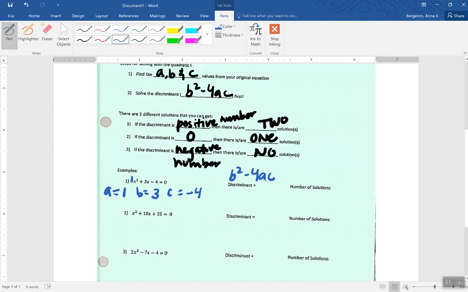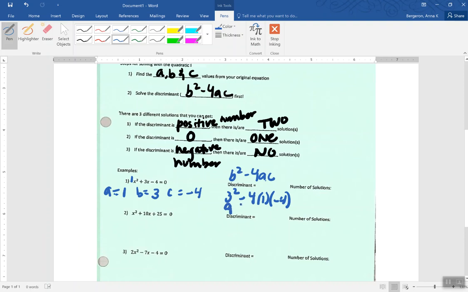That means b, in this case, is 3, so that's going to be 3 squared minus 4, and then a is 1, so 4 times 1 times c, which is -4. So I plugged in my a, b, and c values, and now all I have to do is simplify. So we do our exponent first. 3 squared gives me 9, right? 3 times 3 is 9.